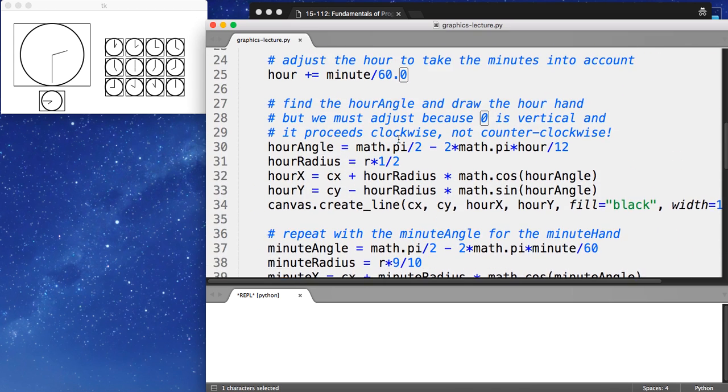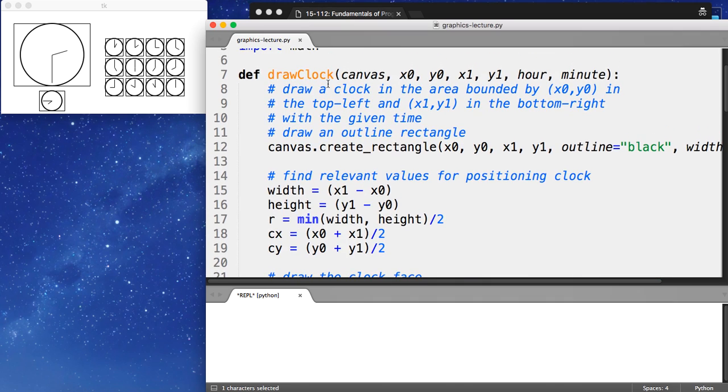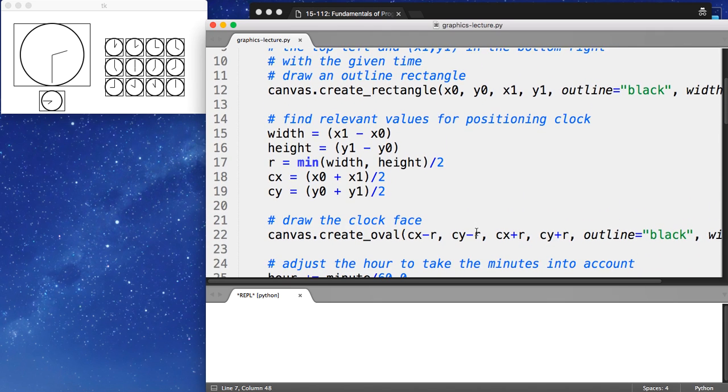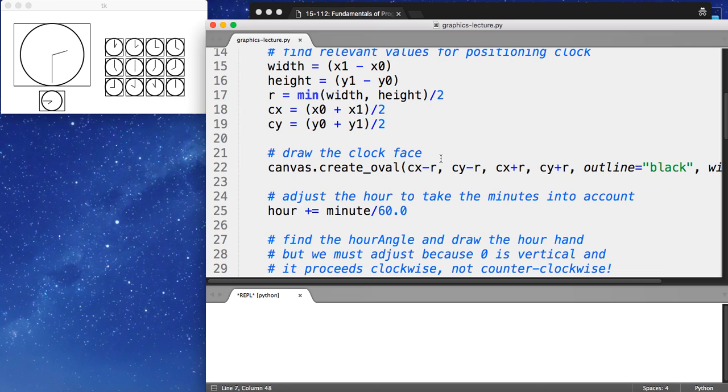Okay, so what's going on? First off, we have draw clock. It takes a canvas, it takes a left top, right bottom, an hour hand, and a minute hand. The hour will be 0 to 11, and the minute will be 0 to 59, right? I suppose hour could also be 12, and we'll just mod it by 12.